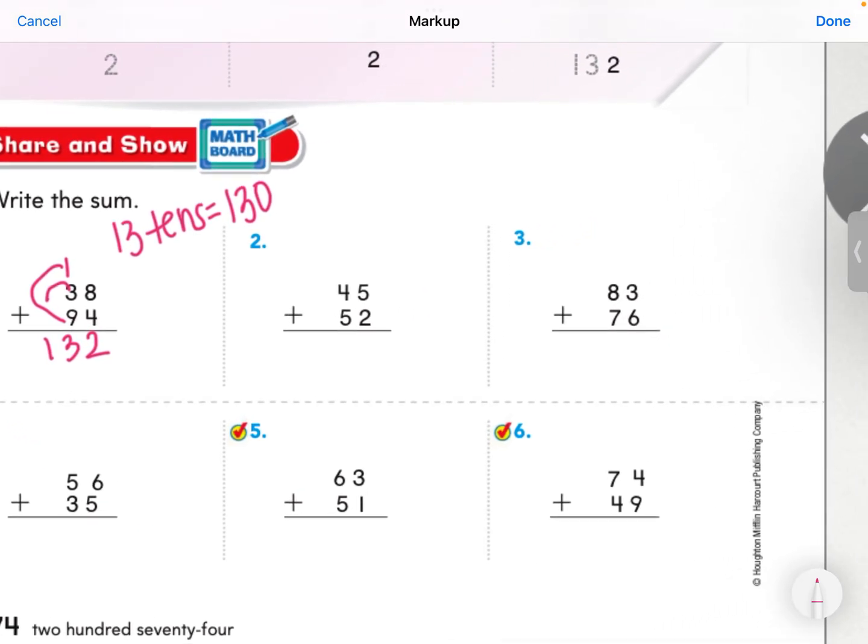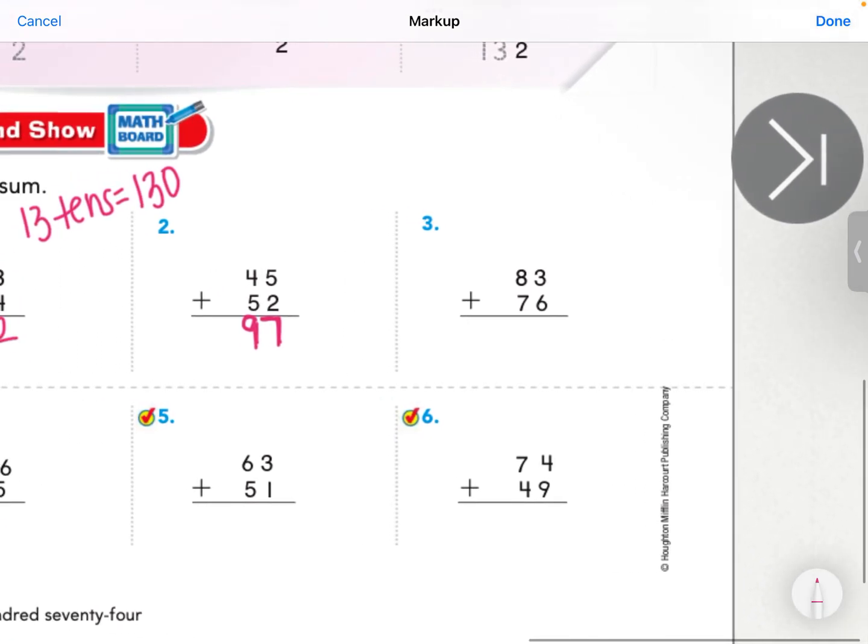Okay? All right, let's take a look at number 2. 45 plus 52. I'm going to add up my ones first. 5 plus 2 is 7. 4 tens plus 5 tens is 9 tens. Watch how I write my sum. Remember, the sum is the answer to an addition sentence. My sum is lined up with my add-ins. So I have 7 ones that's lined up with my ones in the add-ins. My 9 tens is lined up with my tens in my add-ins. I want to keep everything in a nice, neat line.